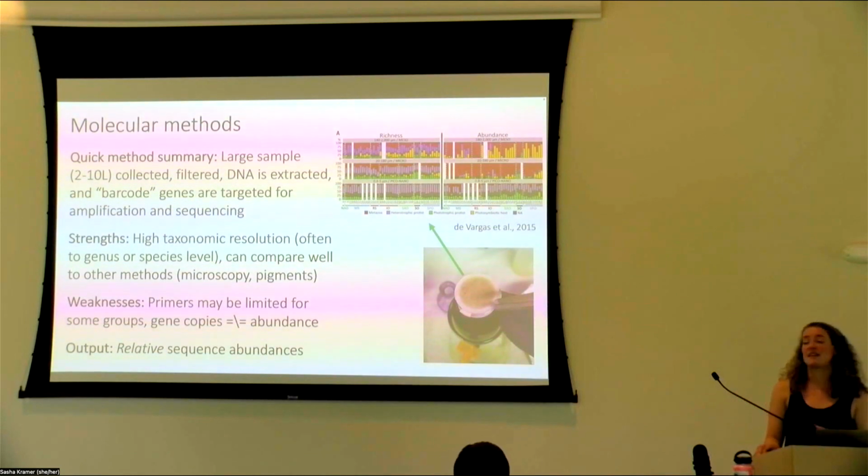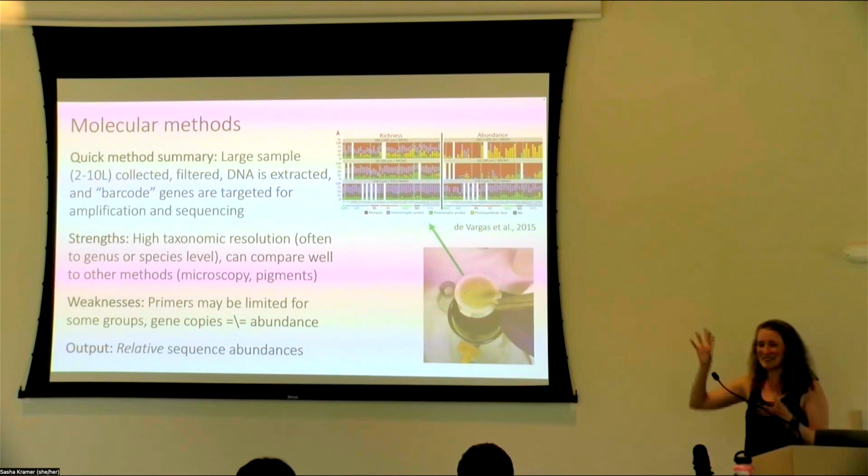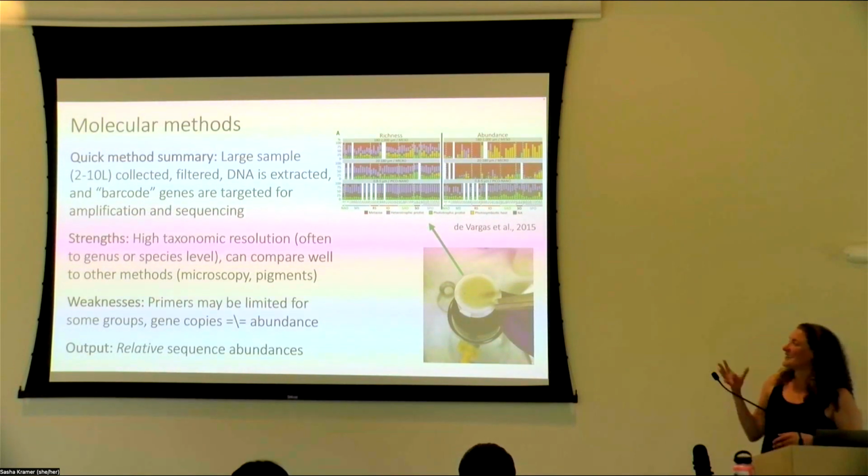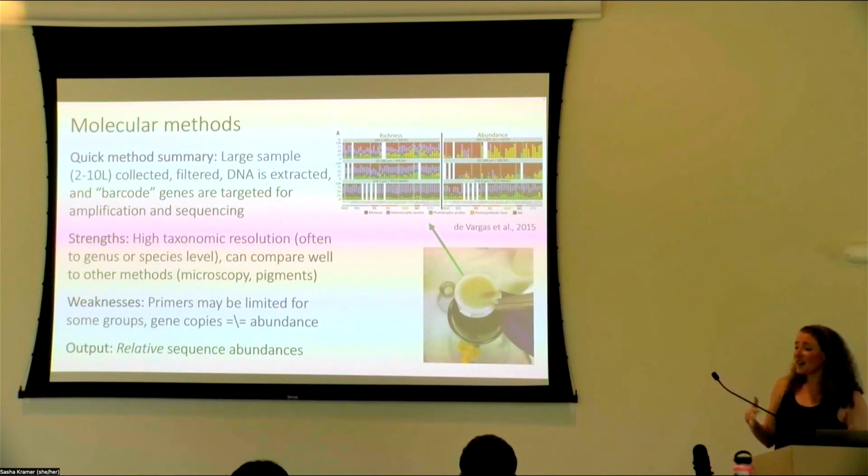So the strengths for this method: you can get to really high taxonomic resolution. For some groups that have been really well characterized, you can get down to the species level, which is insane to me. That's so exciting, that you can use these little molecular tools and say, I know I have Phaeocystis antarctica in the water. That's really cool.